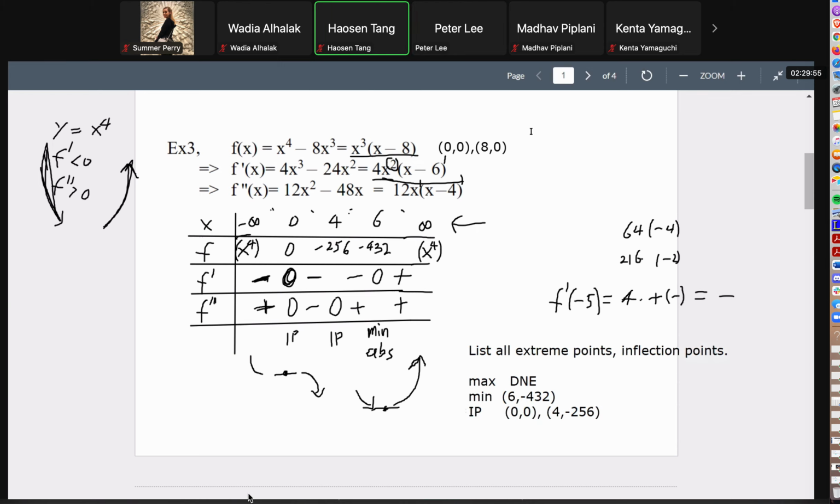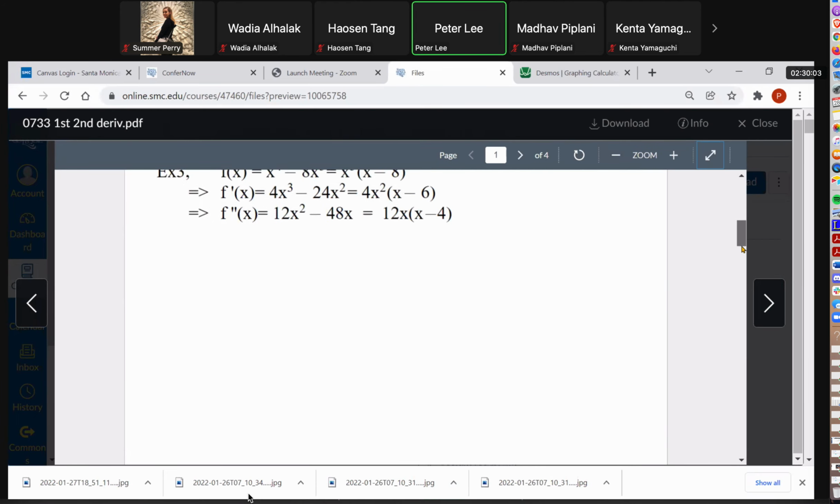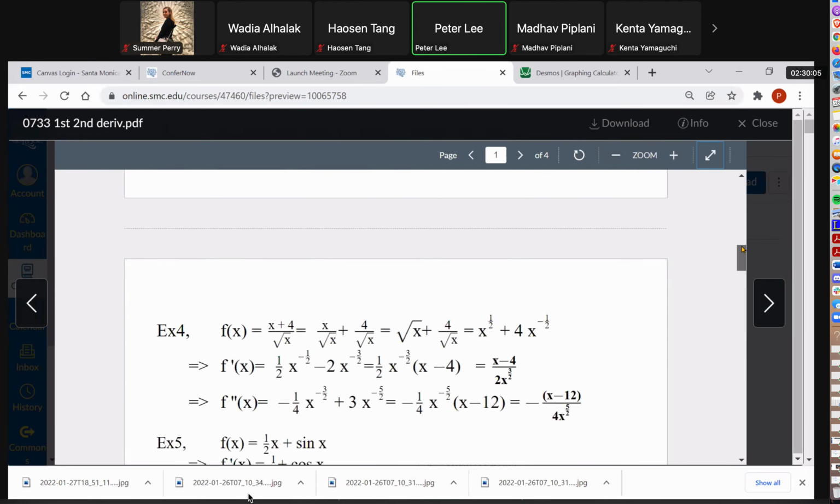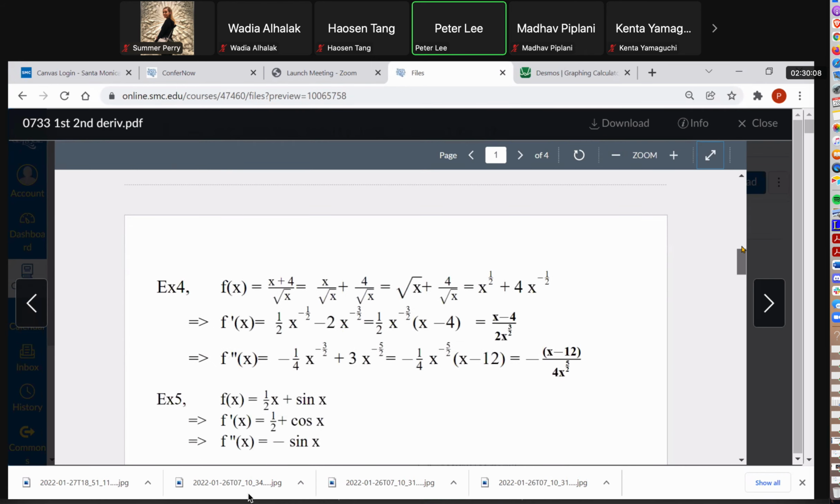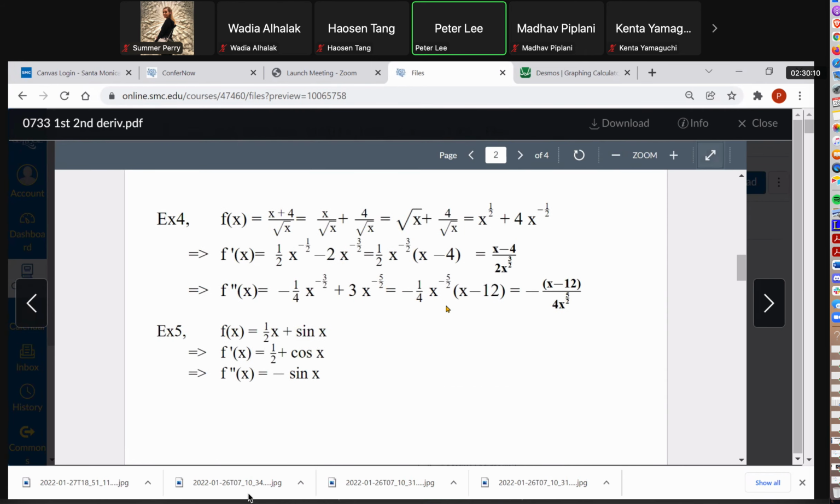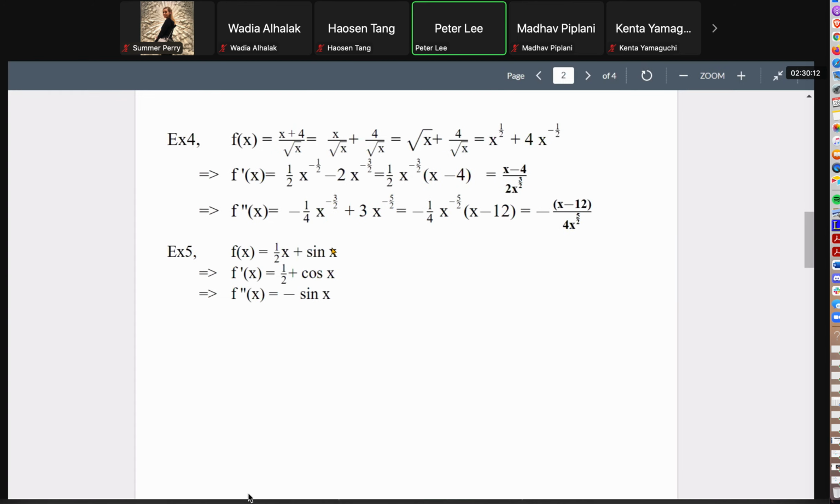Okay, and then now let me clear this. Now let's go back here and see what we have. Now let's get to example 4. Example 4 is a little bit interesting. These are not polynomials anymore, so now we get to something more interesting. Now example 5, you know what? We're not going to do example 5.